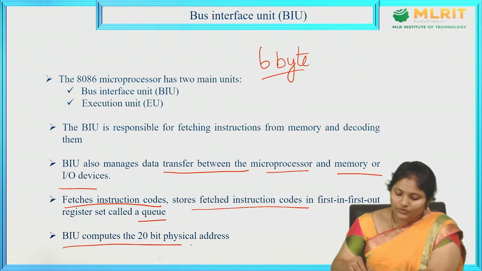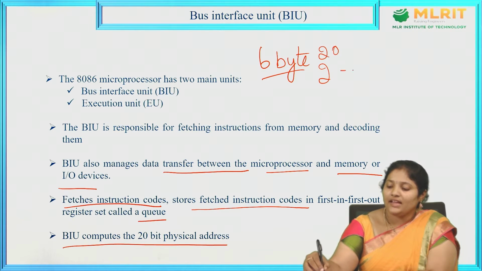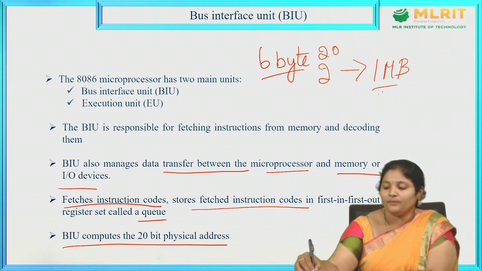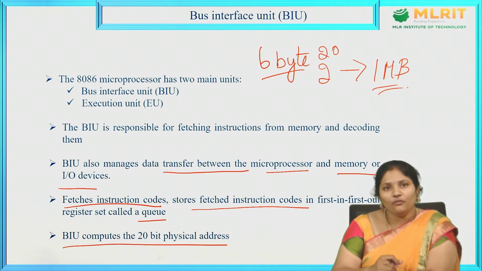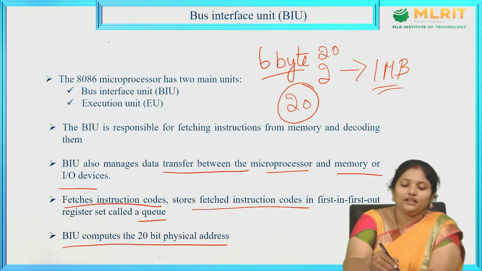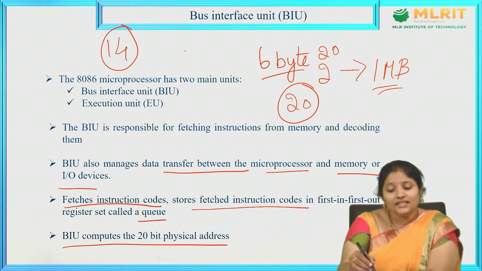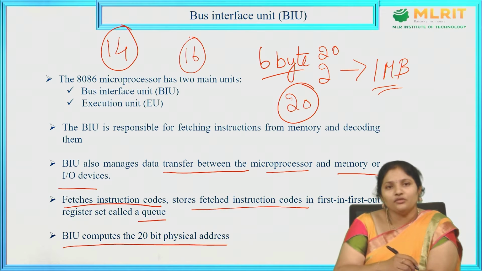And BIU computes the 20-bit physical address. As you all know, we have 20-bit address lines. These 20-bit address lines can access up to 1 MB of memory. To access 1 MB of memory, we need 20-bit address lines. But in 8086, all the registers, completely 14 registers, are 16 bits in size. So how to store this 20-bit data using 16-bit registers?